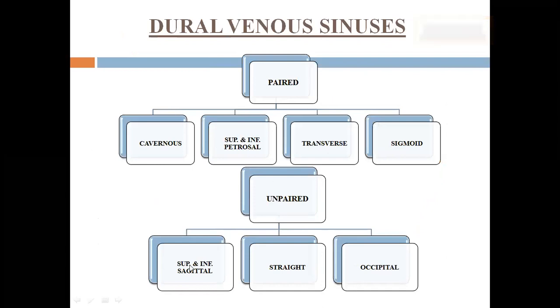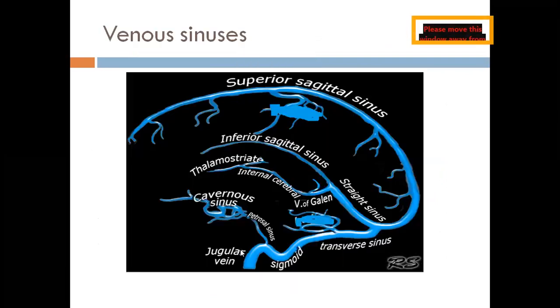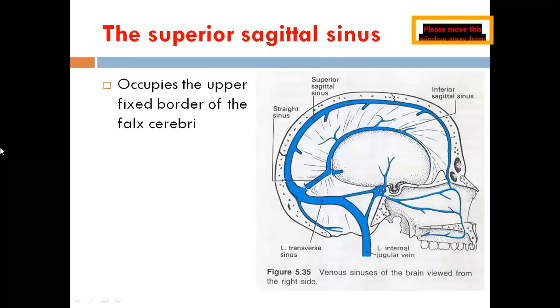So let us see which are the paired and unpaired ones. The paired ones are cavernous, superior and inferior petrosal, transverse and sigmoid. Unpaired ones are superior and inferior sagittal sinuses, straight sinus and occipital sinus. Okay, different pictures which show us the dural venous sinuses.